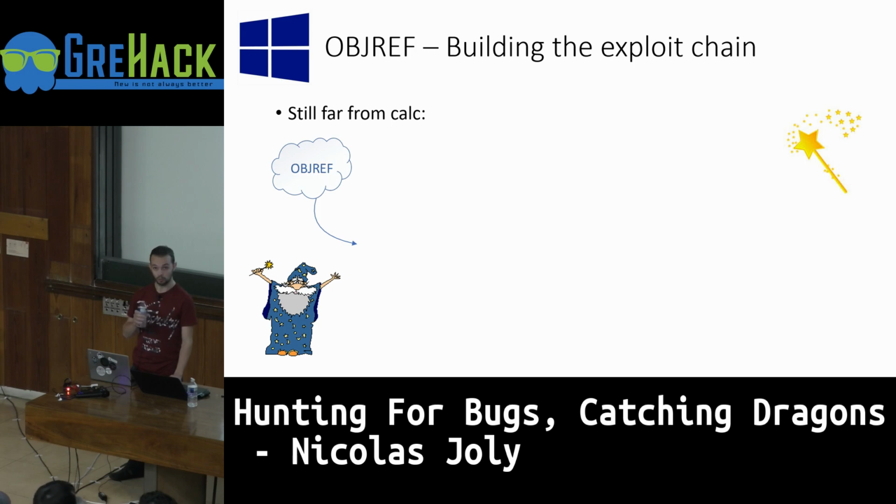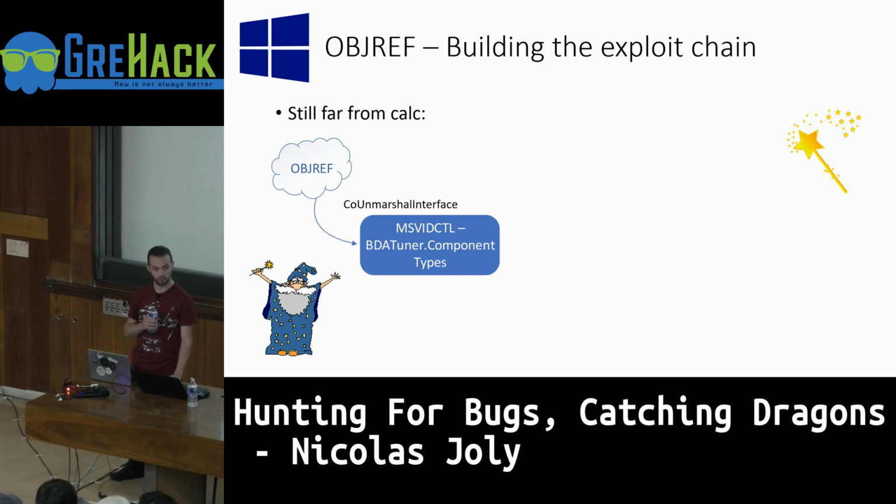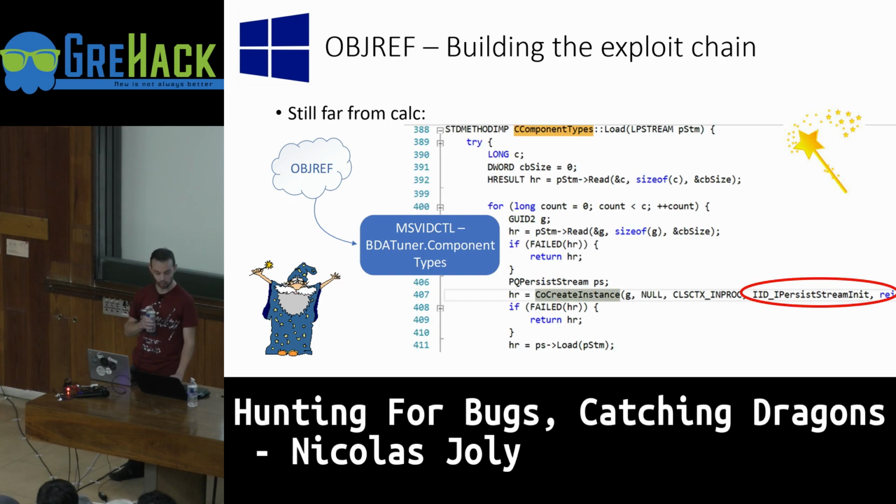You can't unmarshal everything. I think there were at that moment 17 or 18 trusted unmarshals in the system. So I chose one, which was the MSVidCtl object. In this library, there were several unmarshals, and one caught my attention. It was this one.